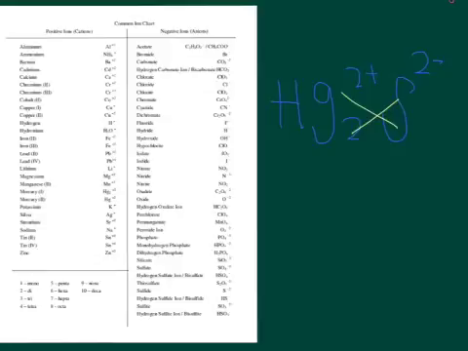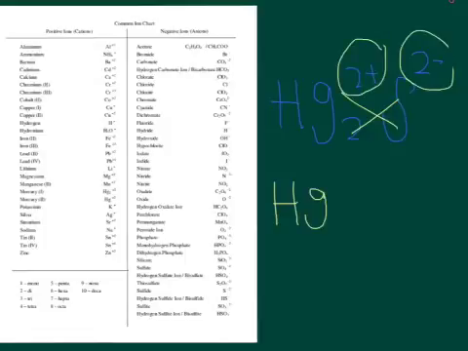So crisscross, and what you do is you do Hg, and first of all, if the two numbers add up to 0, like this, 2+ and 2-, they add up to 0, so you really don't need to write 1, like Hg1 and S1, because there's no point in that. So you write Hg2, S, and that is your answer.